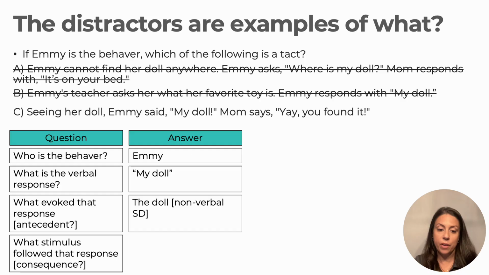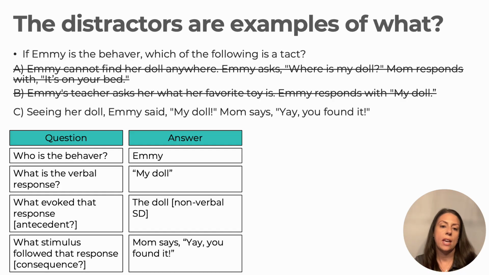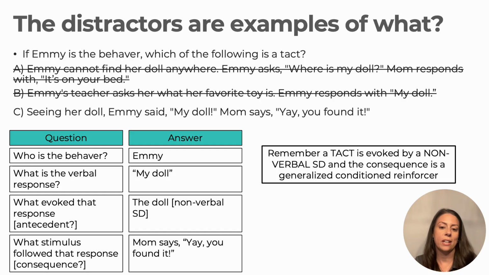And the stimulus that followed that response was her mom saying, yay, you found it. So this one is promising, right? It matches the necessary antecedent and consequence requirements. So we won't eliminate it, but we still want to analyze that last answer choice in the same way.